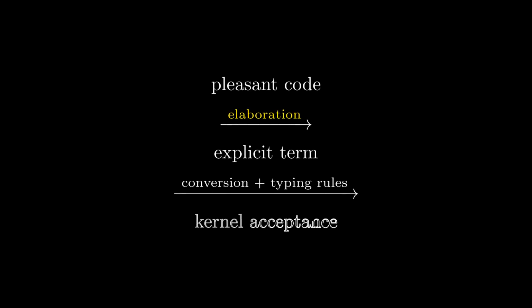The user writes a compact program. The elaborator recovers the explicit proof term. The kernel checks that term using typing rules and trusted computation.